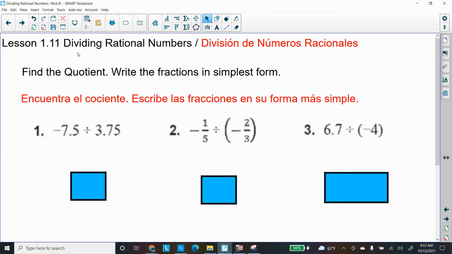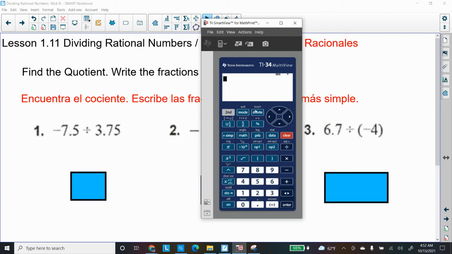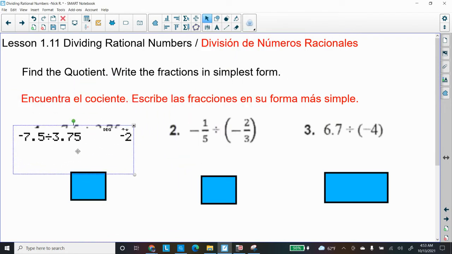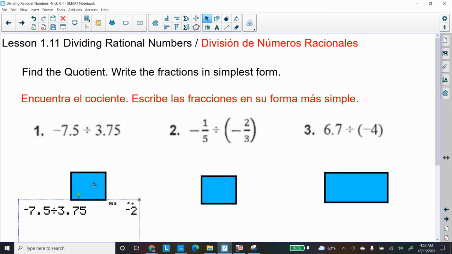All right, let's get going. So let's find the quotient, write the fractions in simplest form. So I'm going to get my calculator, and you can use your decimals calculator if you desire. So negative 7.5, press my divided sign, and 3.75. And my answer is negative 2. So I don't have to worry about changing that to a fraction in simplest form. If you want to put a 1 under it, that's fine with me, but negative 2 would be okay.